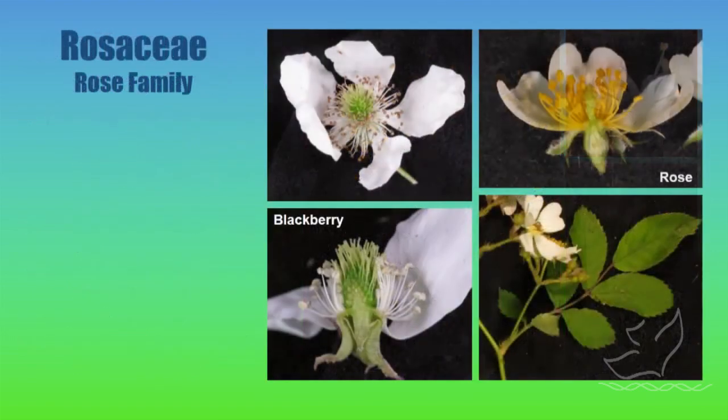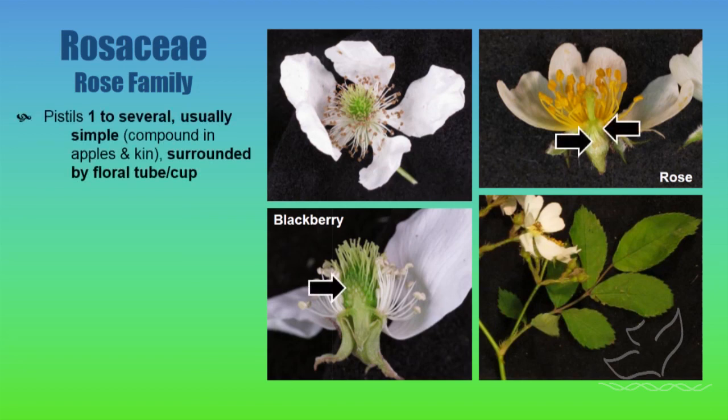Next family is the Rosaceae. It's the rose family. In this case, we have 1 to many pistils, and they are usually simple pistils. Or in a few cases, like in the apples and their kin, you can have, say, maybe 5 pistils actually fused together into a compound pistil. The pistils are also surrounded by a floral cup or tube, not necessarily fused to pistils, but at least the pistils are surrounded by the floral cup or tube.